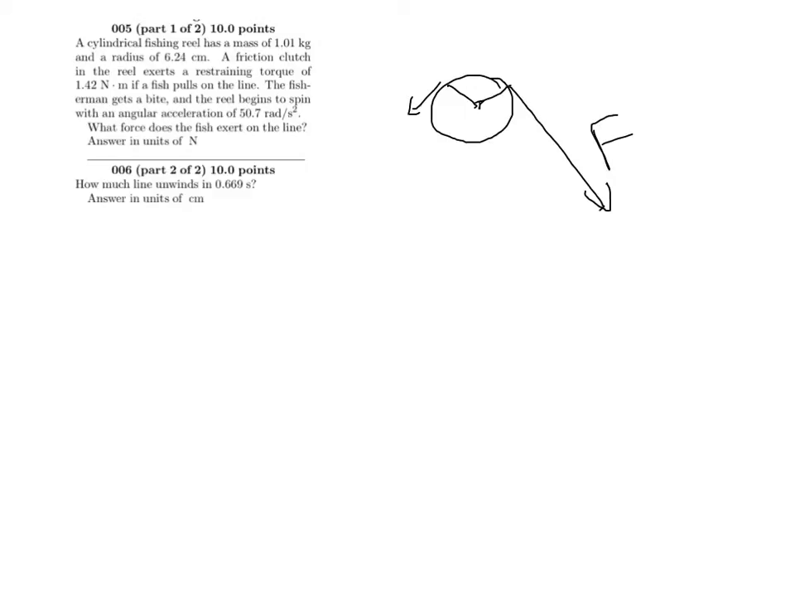So I've got a torque because of this force at this radius that's pulling out. I've got a torque because of this force at this radius that's pulling in the opposite direction, and I'm searching for the force of the fish. Now what I know is that the net torque is going to be the moment of inertia times the acceleration. So that's like F equals ma.